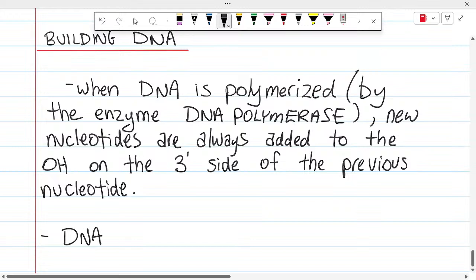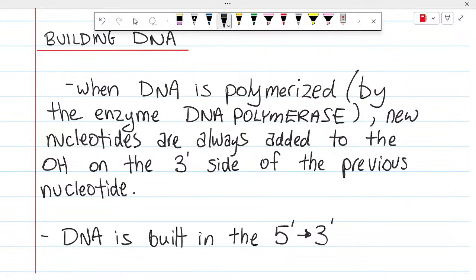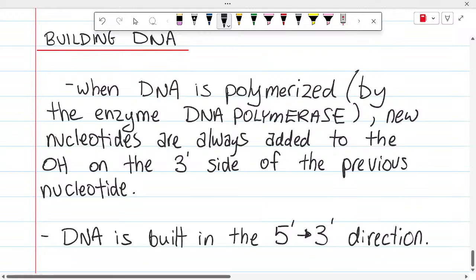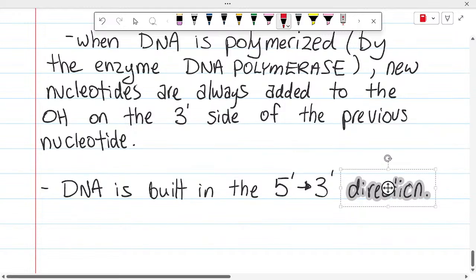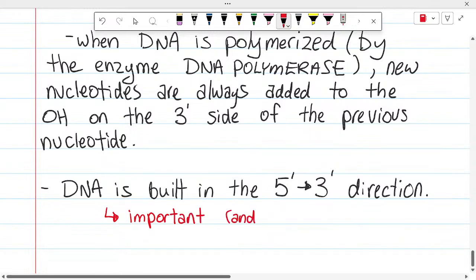The other way we can say this is just that DNA is built in the 5' to 3' direction. And if you think about the fact that we have two chains, this is going to be important when we build DNA, because one of the chains builds really easily, another one is going to build less easily, right? But DNA is always built in the 5' to 3' direction. That's how the enzyme that we have to build DNA works. So this is important and challenging when making double-stranded DNA.